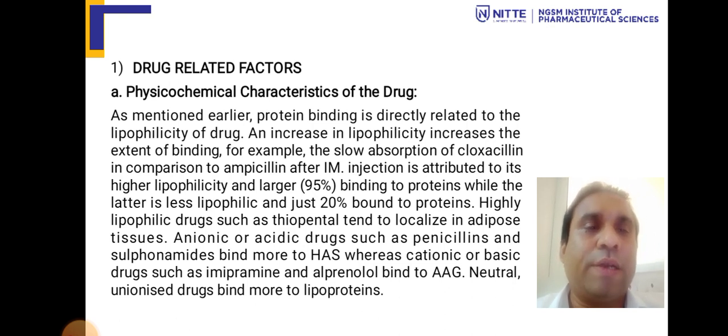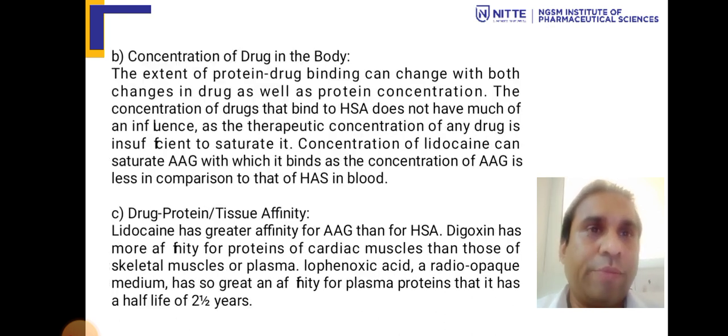Highly lipophilic drugs such as thiopental tend to localize in adipose tissues. Anionic or acidic drugs such as penicillin and sulfonamides bind to human serum albumin, whereas cationic or basic drugs such as imipramine and propranolol bind to AAG. Neutral unionized drugs bind more to lipoproteins in the body.